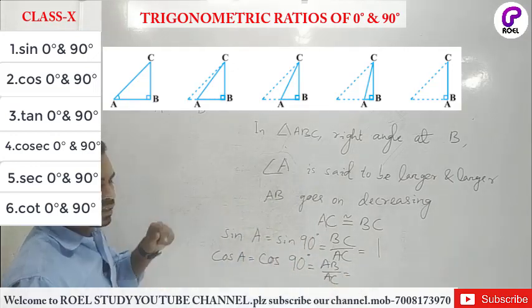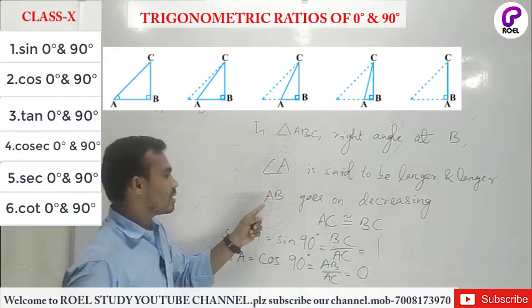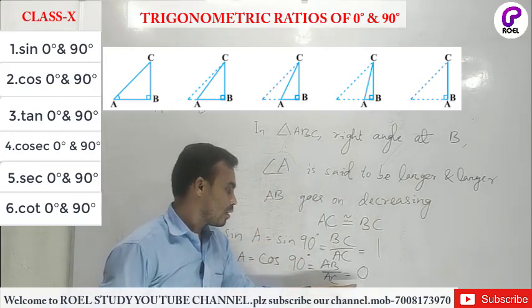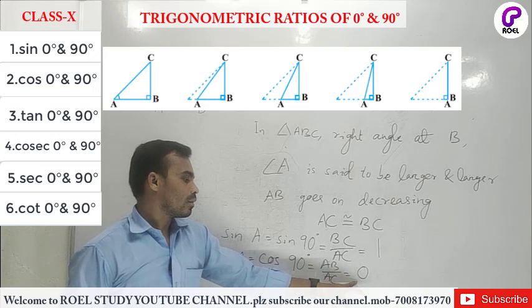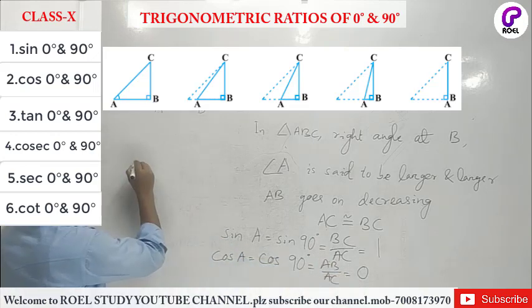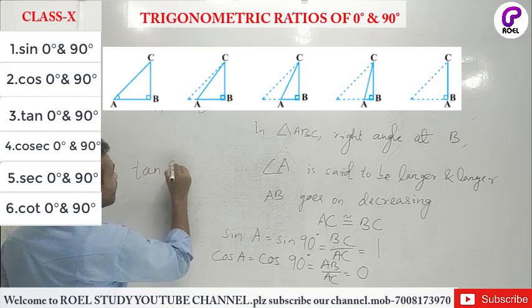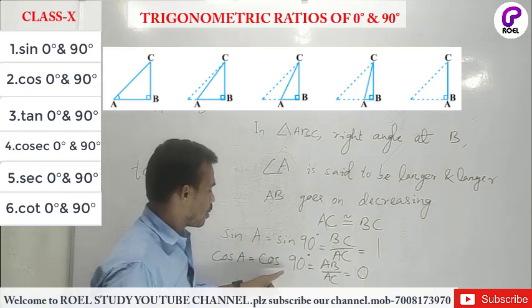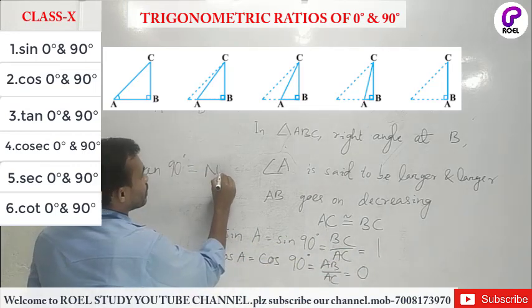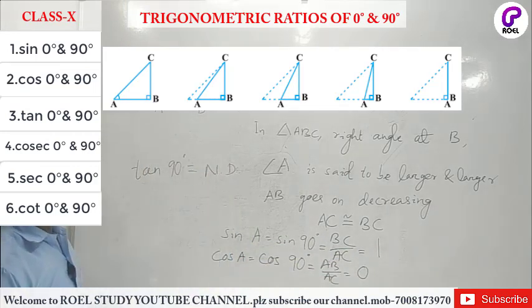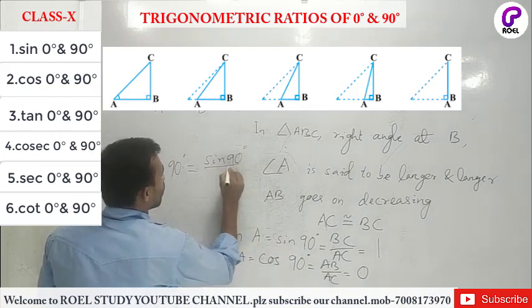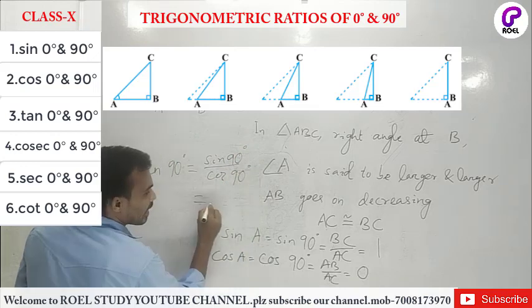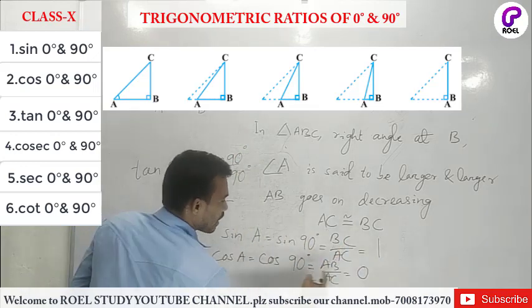As AB goes on decreasing, the numerator is decreasing, whatever the value of AC, so cos 90 is 0. Next tan 90, that is sin 90 by cos 90, which is 1 by 0, not defined. As sin 90 is 1, cos 90 is 0.